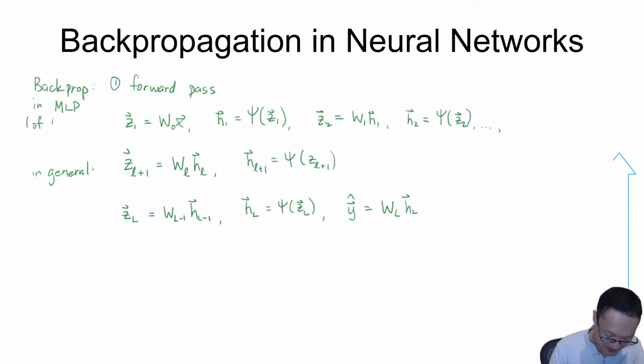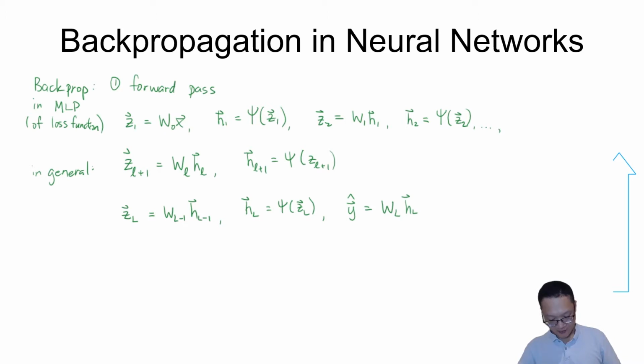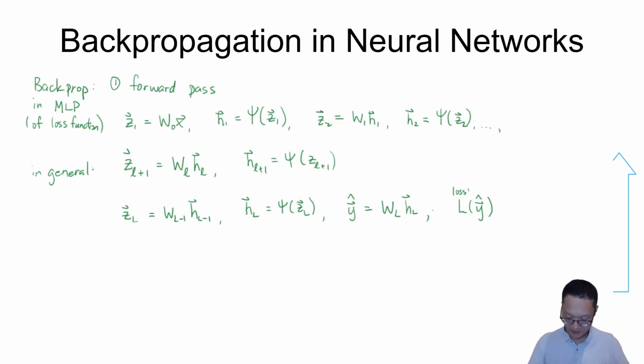But we actually want to take the gradient of the loss function. So we're not really done, right? Right now we basically only have gotten to the output of the network. But we still need to apply the loss function. So the loss function is going to be, for now, just keeping it general, some arbitrary loss function that is defined based on our output, y hat. Okay, so that's actually the last step.